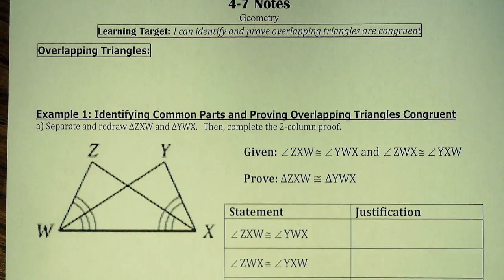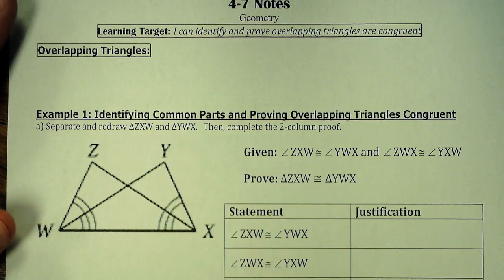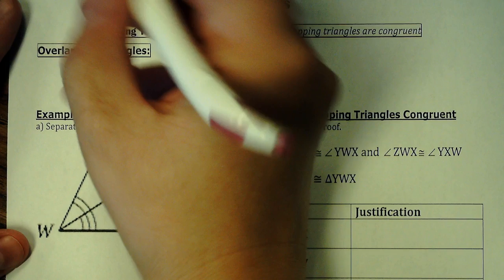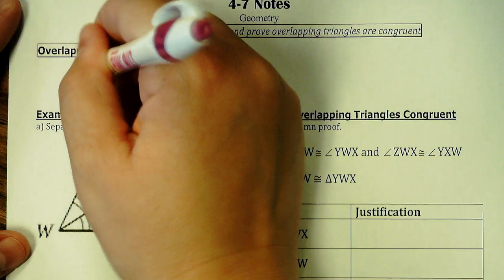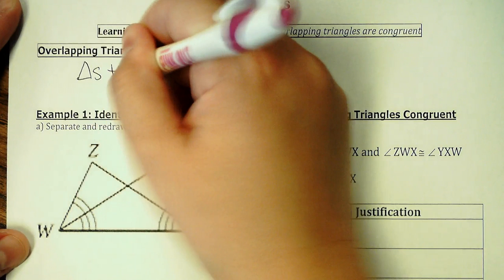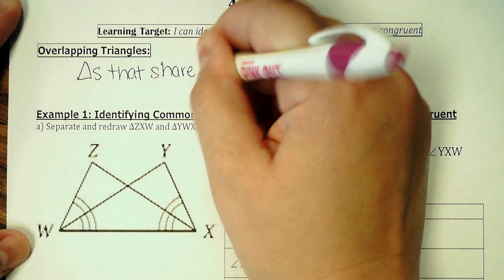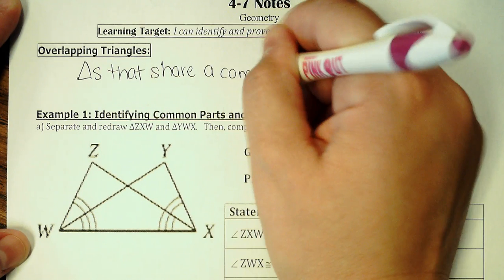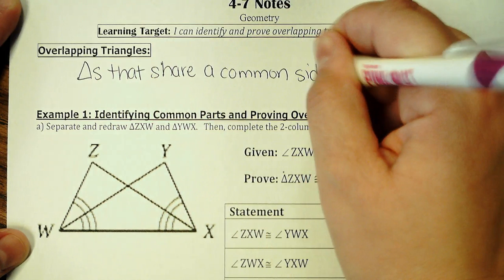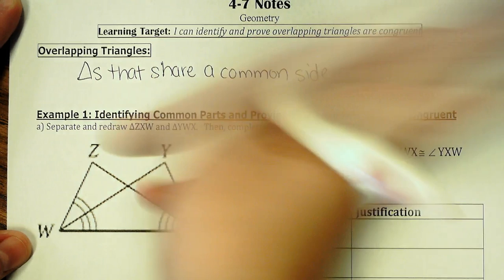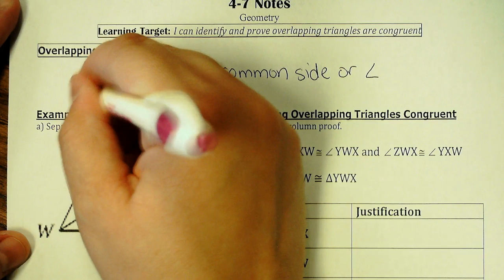Okay, today for the Flux Day we are going to work on overlapping triangles, and all overlapping triangles are going to be triangles that share a common side or angle as they are overlapped.